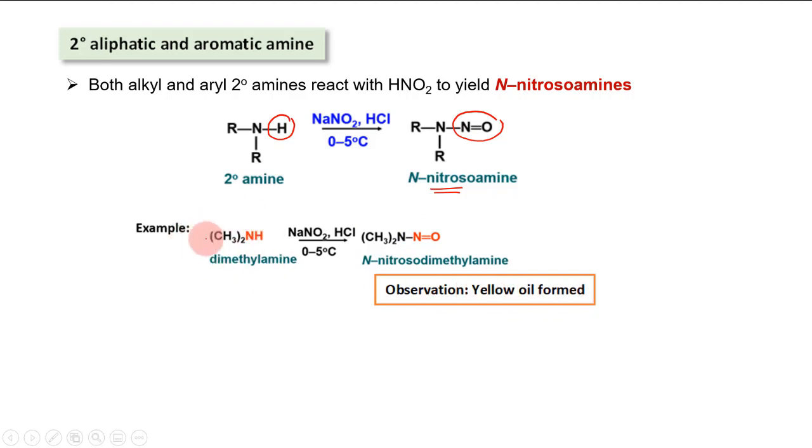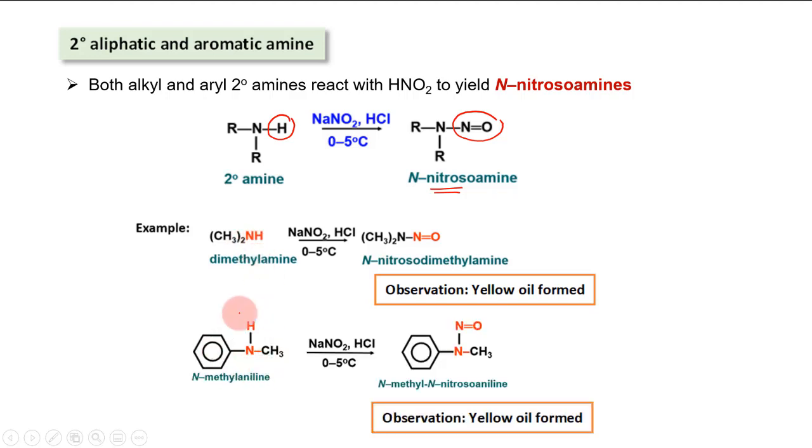So this is an aliphatic secondary amine. And if you have the aromatic one, it's still the same. You're going to form this N-nitroso aniline. Still the same: the hydrogen is going to be replaced with this N double bond O, and you are going to observe yellow oil form.